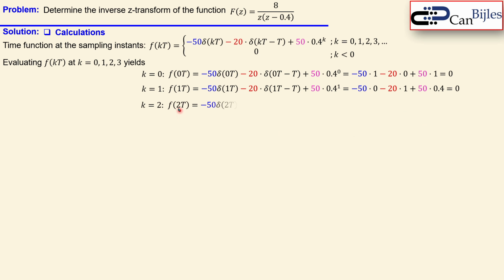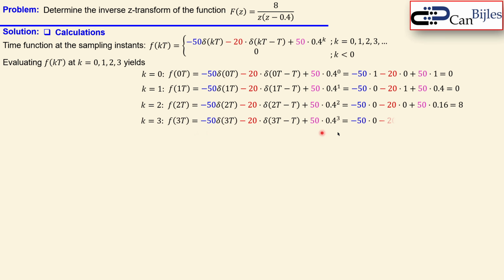Now for k is 2, we have f of 2T will be again a similar form, so you just use the k here. This will be again 0, but now it is 2T, so the argument is not 0 anymore, so we will have 0 here, we have 0 here, and this will be then 50 times 0.4 squared. We'll get here in this case 8. Now you can move on for k is 3 also in a similar form, so that will be also 0, 0, and now we have 0.4 cubed, so to the power 3. In total, 50 times 0.064 will be then 3.2.